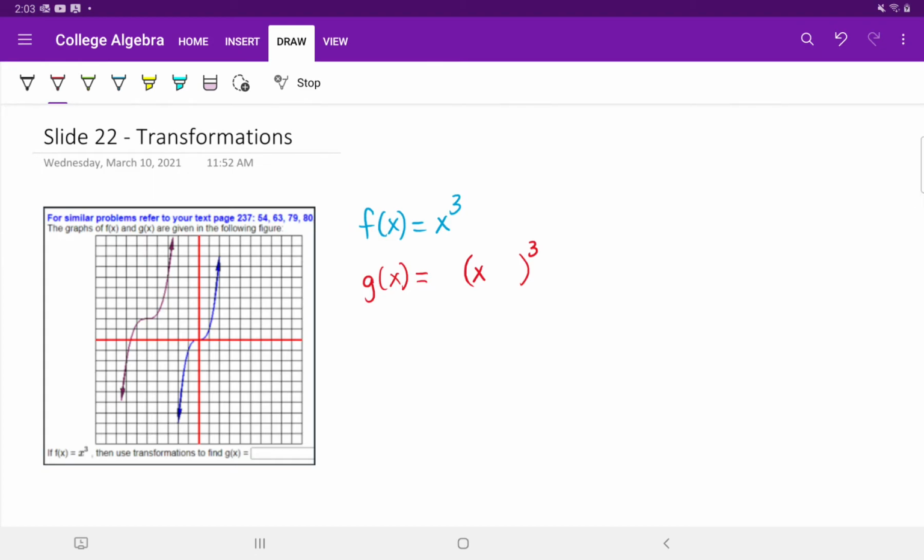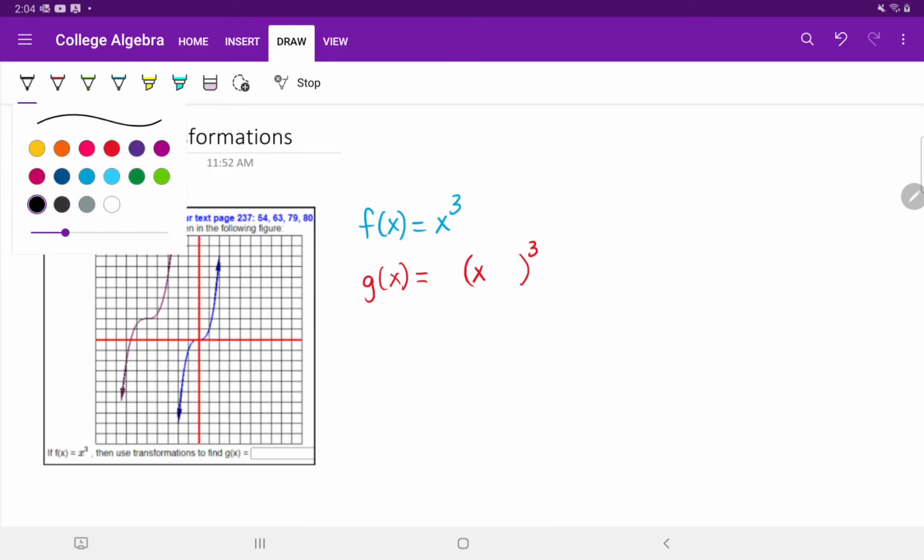So let's talk about some of the possible transformations that we could be seeing. One possible transformation is a negative out front before the parent function. That would represent a flip over the x-axis, so flipping it upside down from top to bottom. So if our parent function x cubed looks like this, a flipped version would look upside down, so to speak. But if you look closely at our graph, our g of x has not been flipped upside down, so we do not have a negative in front of our equation.